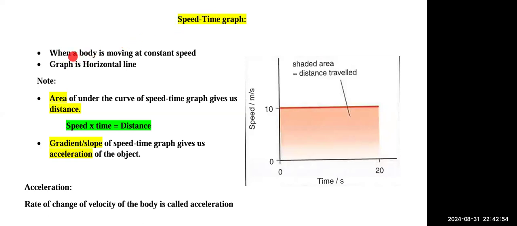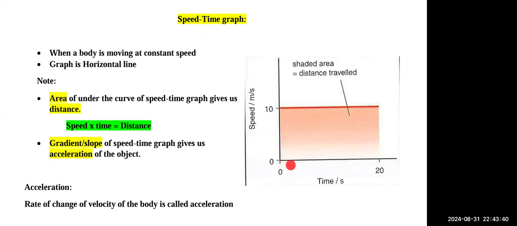When a body is moving at constant speed, this is the first graph. In that case, you will see a graph just like that. I will give you a little information about it. One thing you have to remember: in both parameters, speed is the dependent quantity and time is the independent quantity. So you have to take time on the x-axis and speed on the y-axis.